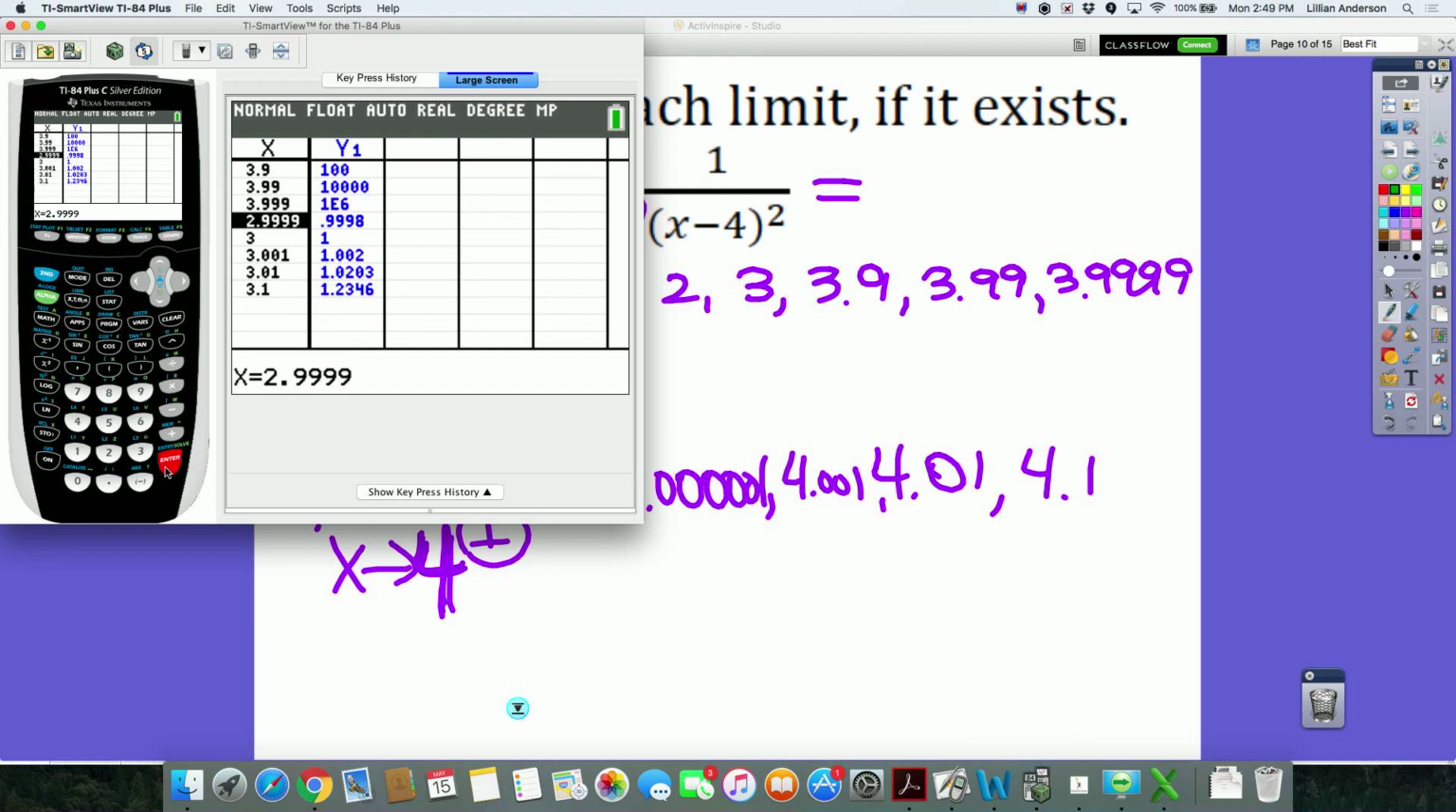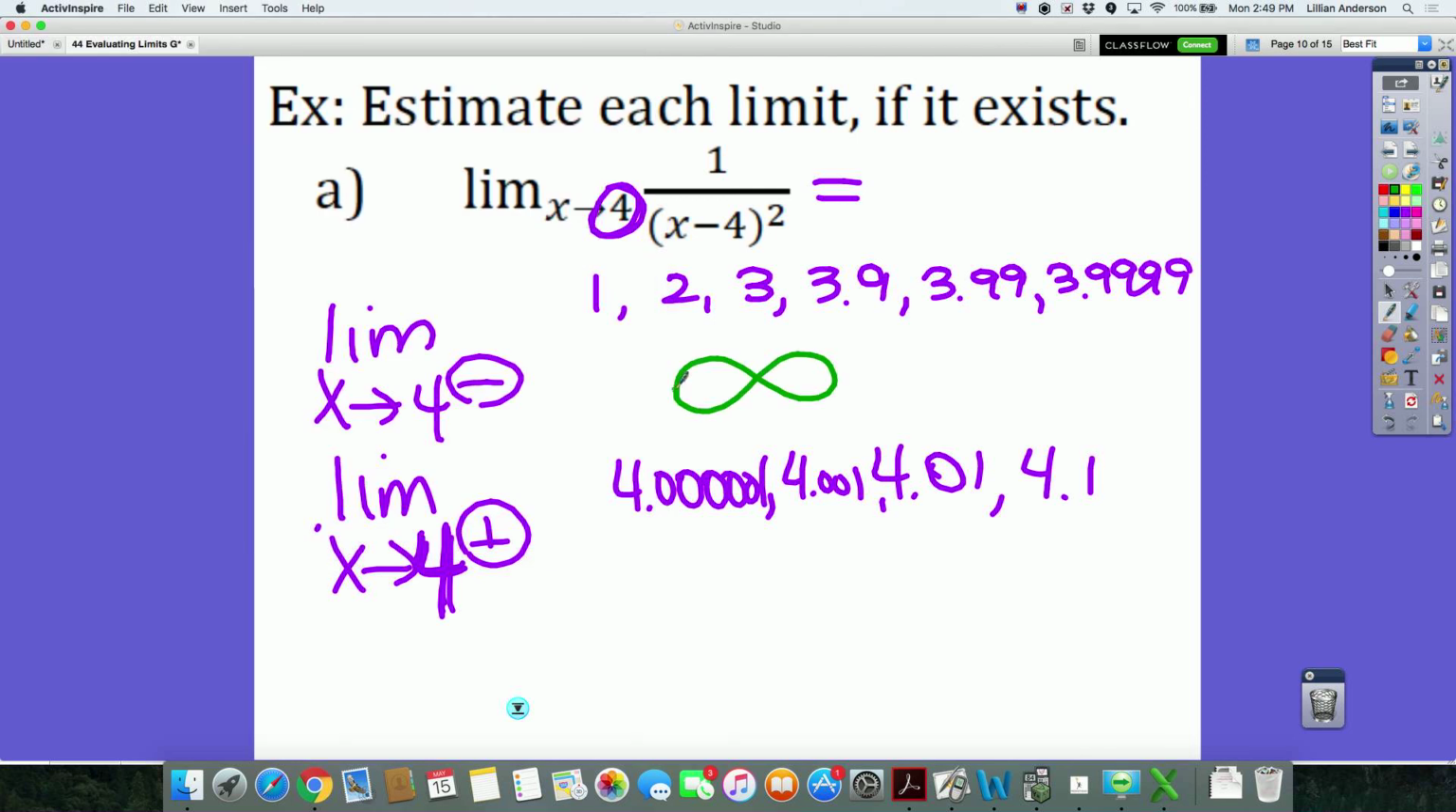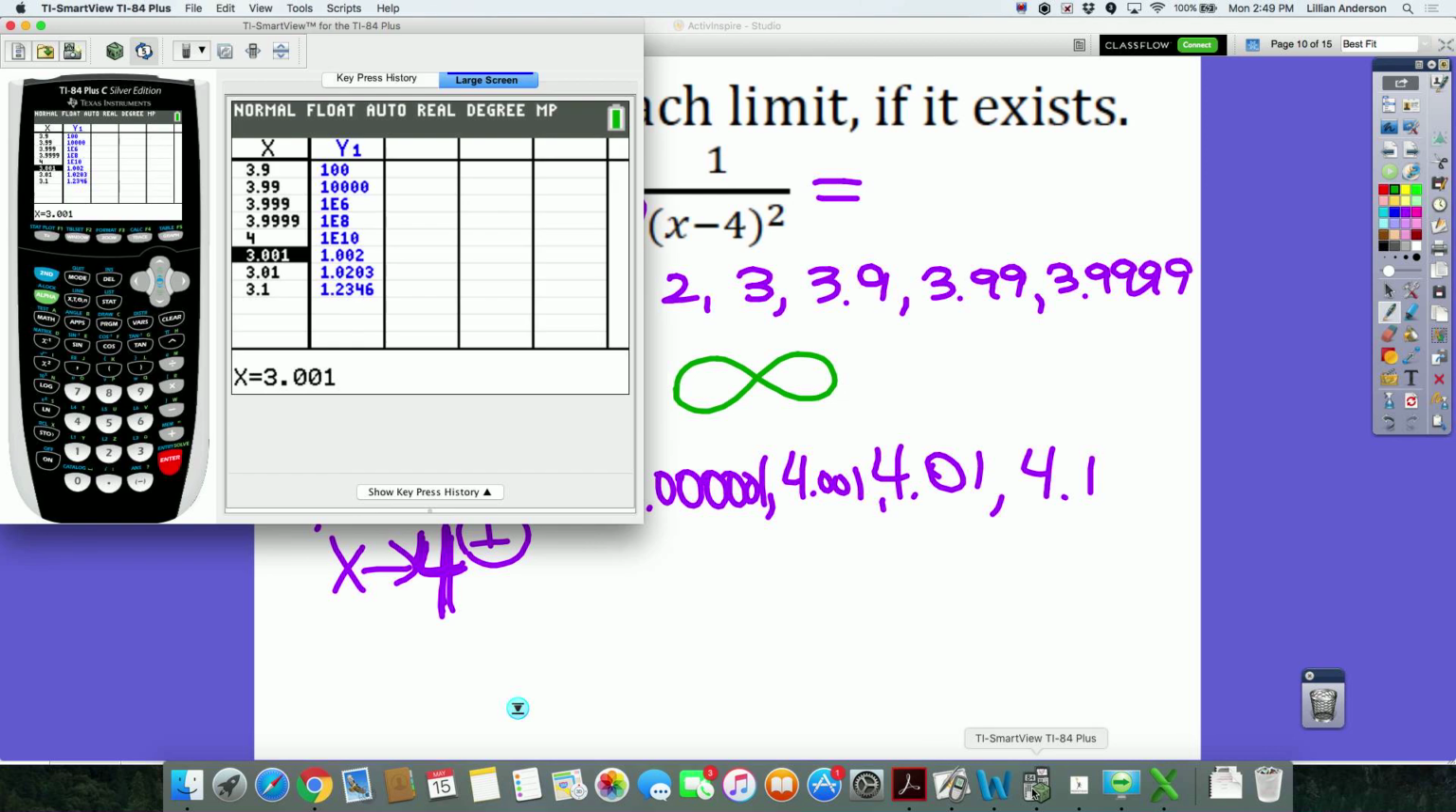The E is just scientific notation. The calculator can only hold but so many zeros or so many numbers, so it uses scientific notation. This is 1 times 10 to the 6th power, so that's 1 and 6 zeros. If I do 3.999, now that's 10 to the 8th power. It's getting extremely large. And if I continue to plug in numbers that are really, really close to 4, it's going to be approaching positive infinity, because all they're going to do is just keep getting bigger and bigger and bigger.